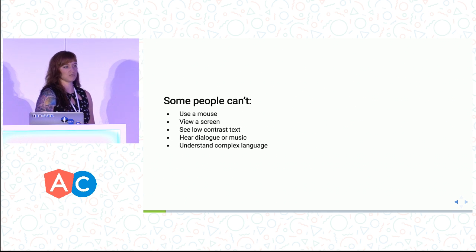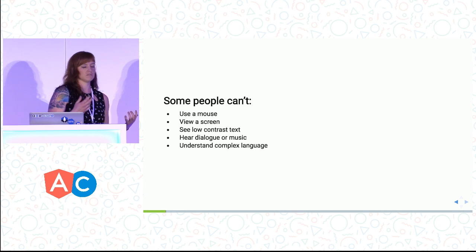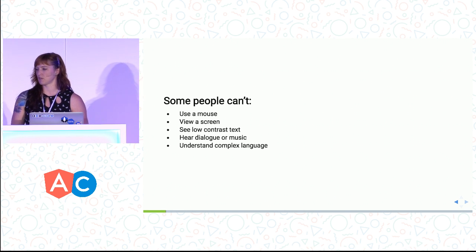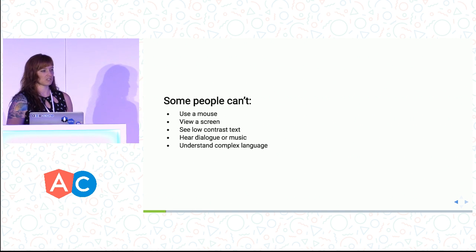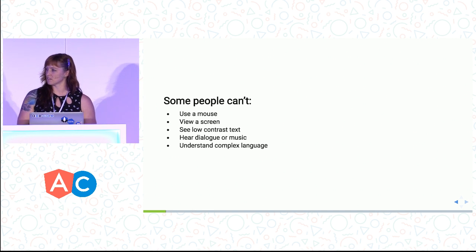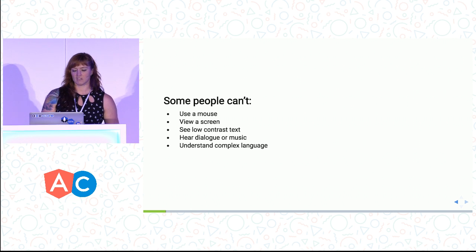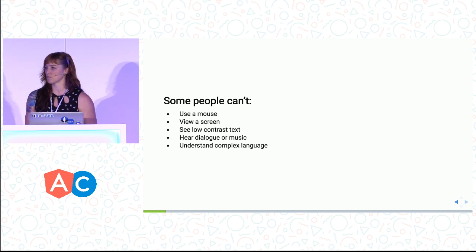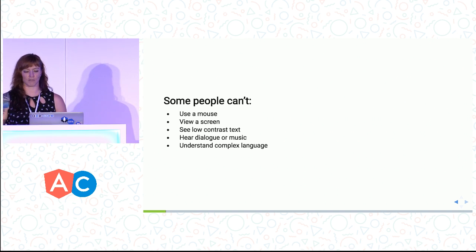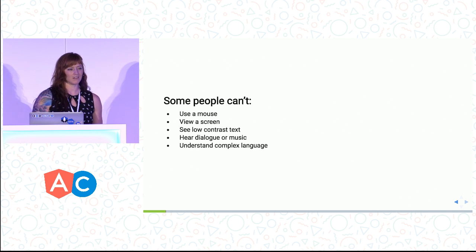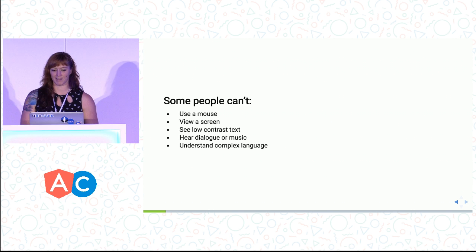Some people can't use a mouse, and this is a really common thing that often in Angular apps, people forget to support people who can't use a mouse. Some people can't view the screen, either on a desktop device or on a mobile device. Some people can't see low contrast text, so they might have trouble consuming content on your website or your application. Some people can't hear dialogue or music, so they might need the live transcription in the other room, or they might need transcripts or closed captions for video content. Some people can't understand complex language, so they might need more time, or they might need simpler language that you might have to convince your marketing team to simplify a bit.